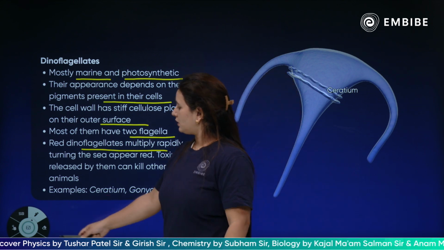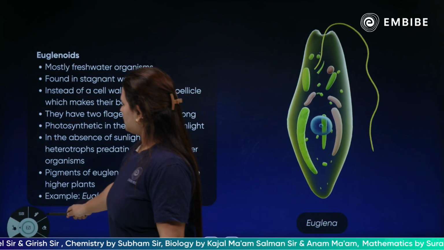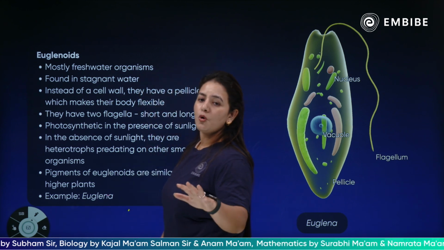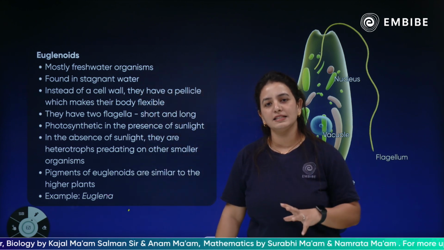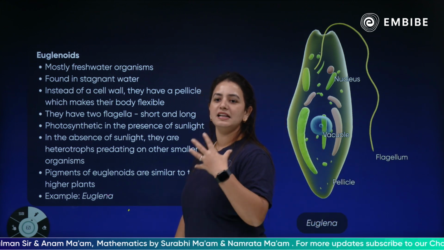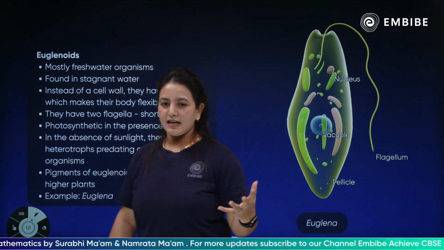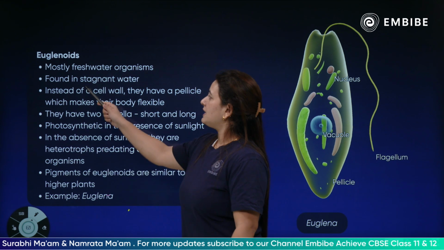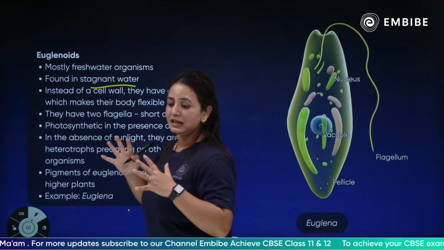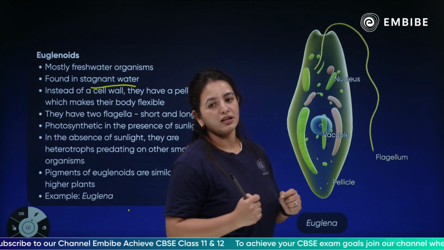Now moving on to the third group of the protistans, we have the euglenoids. Talking about the euglenoids, children, these are mostly freshwater organisms. They are mainly found in freshwater, the ponds, the rivers, the lakes. And of course in stagnant water, places where the water is more still. So euglenoids are also found in stagnant water conditions.